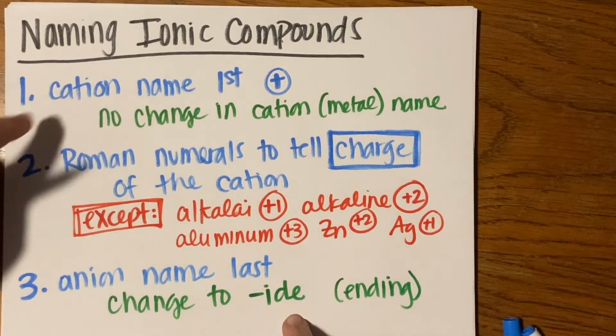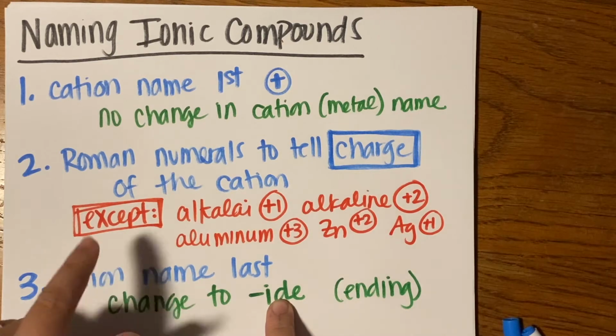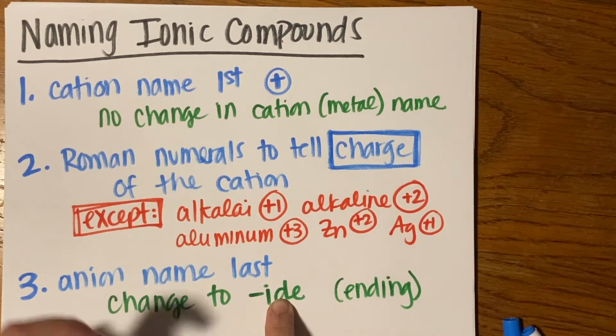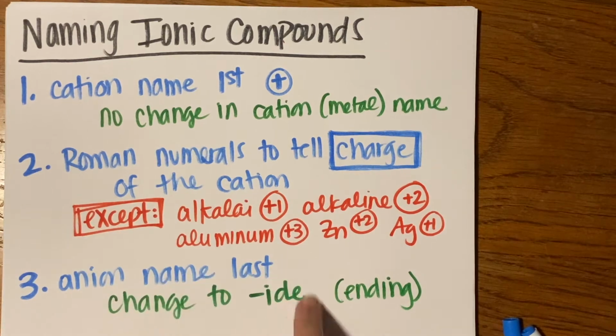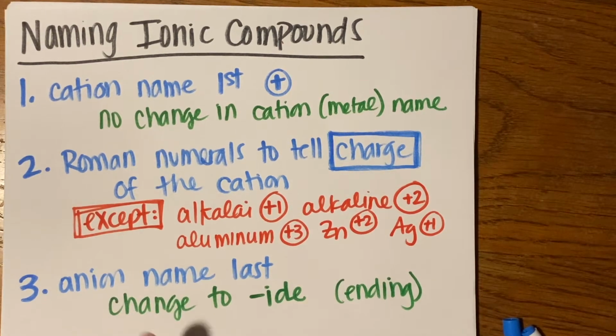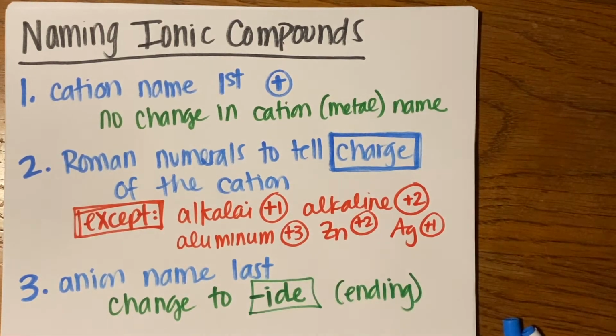All right, so imagine your cation and anion got married, and your anion, after it gets married, is changing its last name to "ide." Okay, and you know this intuitively. If you have sodium and chlorine coming together, you don't say it's sodium chlorine, you say it's sodium chloride, right? You do this already. You just didn't know why, but now you do, okay? So your anion name comes last, and you're going to change the last name to "ide."